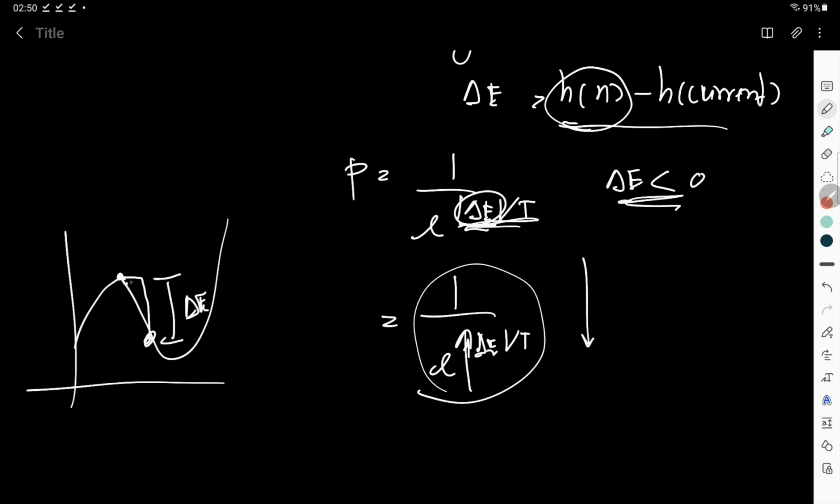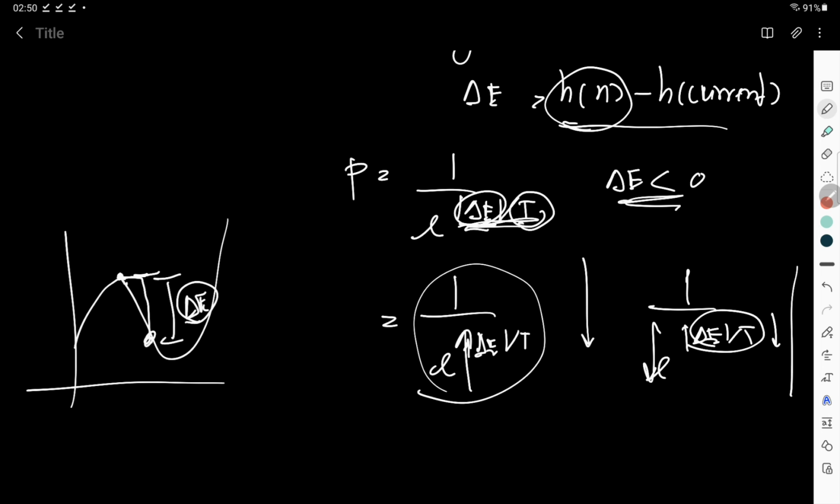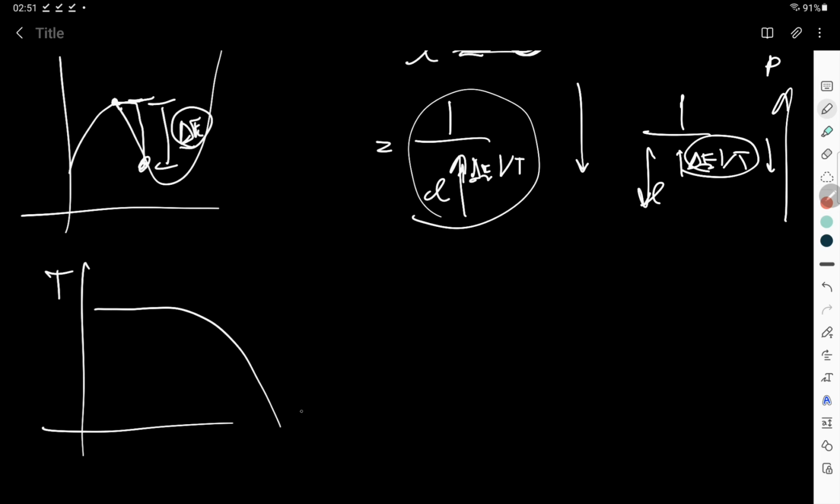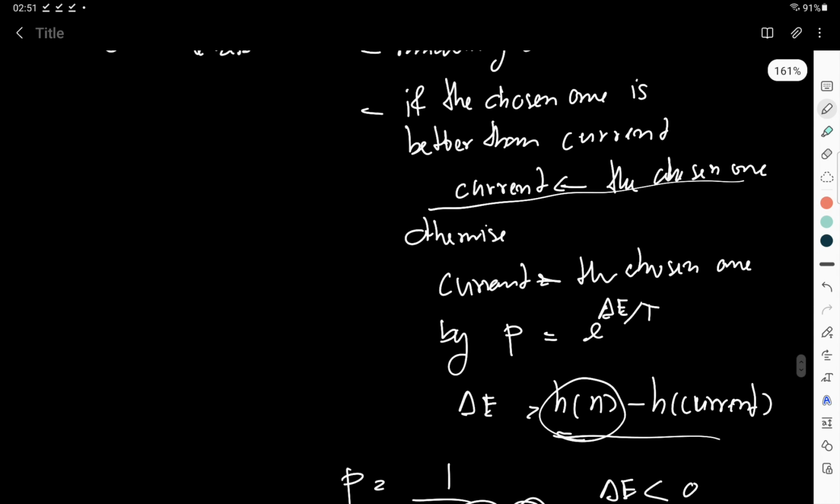So you won't jump off the cliff, of course, because if delta E is high, the probability will be very low. And if the temperature is high, this term will be very low, and the probability is high. So while the temperature is still high, can you remember our graph? If you randomly choose the worse one, you will set the next state to be the current one and move on. So it can move out from the local maximum.